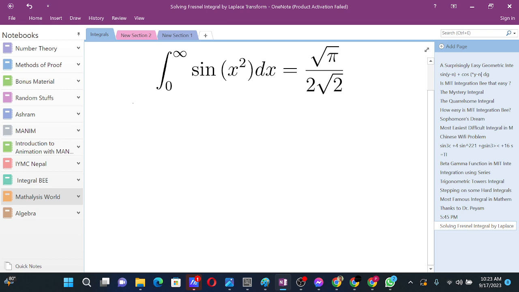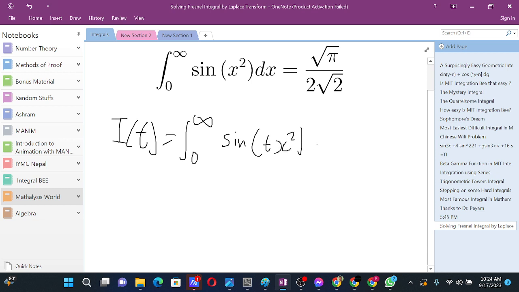We need to make some changes, such as defining I of t equals the integral from 0 to infinity of sine of t x squared dx. This is because when our integral is in terms of t, we have x squared as a constant, and at that time we can evaluate the integral. So for that purpose we have done this, and now we'll try to take the Laplace transform of this integral.